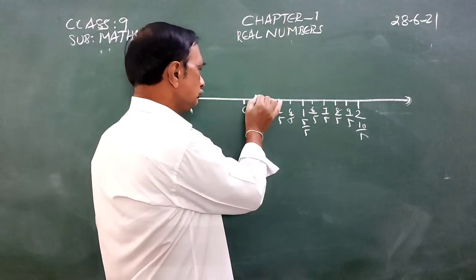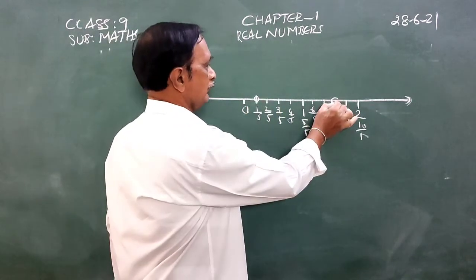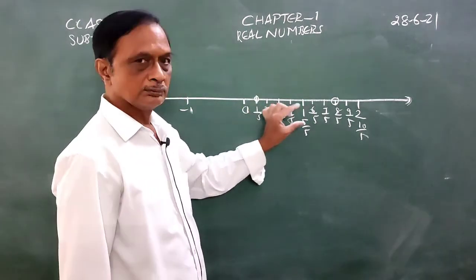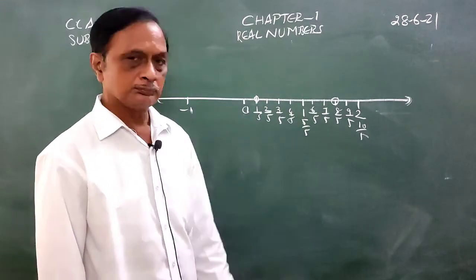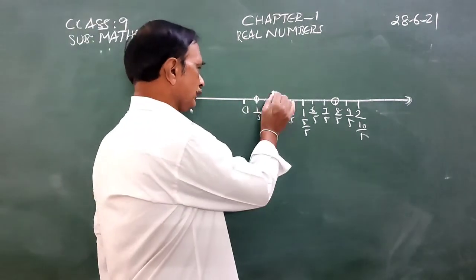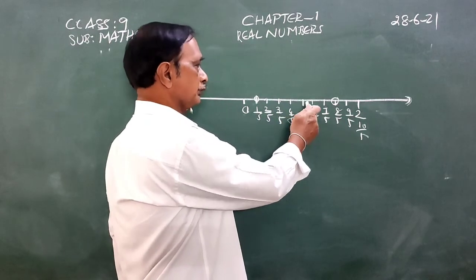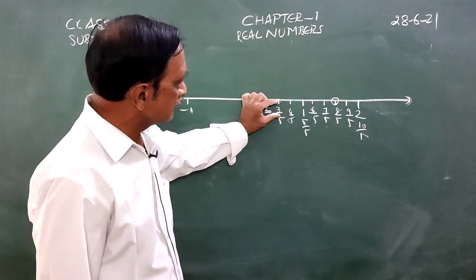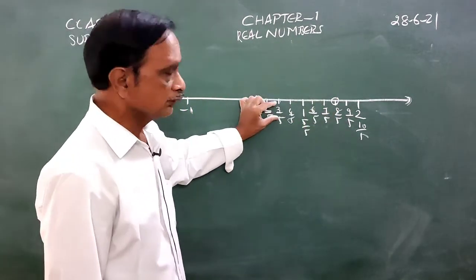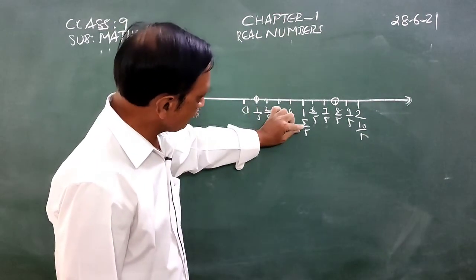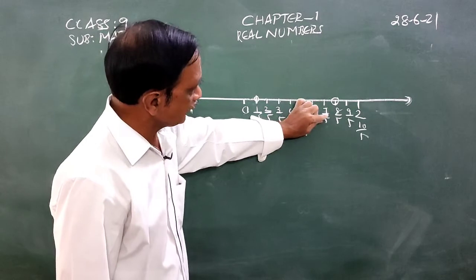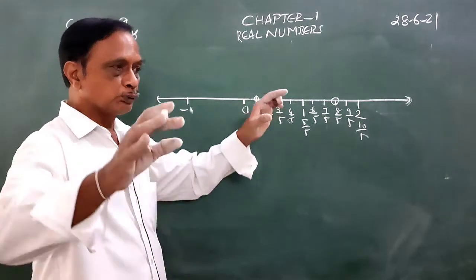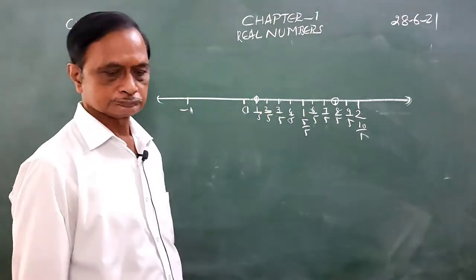Here, between 1 by 5 and 8 by 5 we got some rational numbers. What are the rational numbers obtained between 1 by 5 and 8 by 5? 2 by 5, 3 by 5, 4 by 5, 5 by 5, 6 by 5, 7 by 5, stop. Between 3 by 5 and 9 by 5 do you have rational numbers? What are they? 4 by 5, 5 by 5, 6 by 5, 7 by 5, 8 by 5. So like that we can find rational numbers between two rational numbers if the denominators are same.